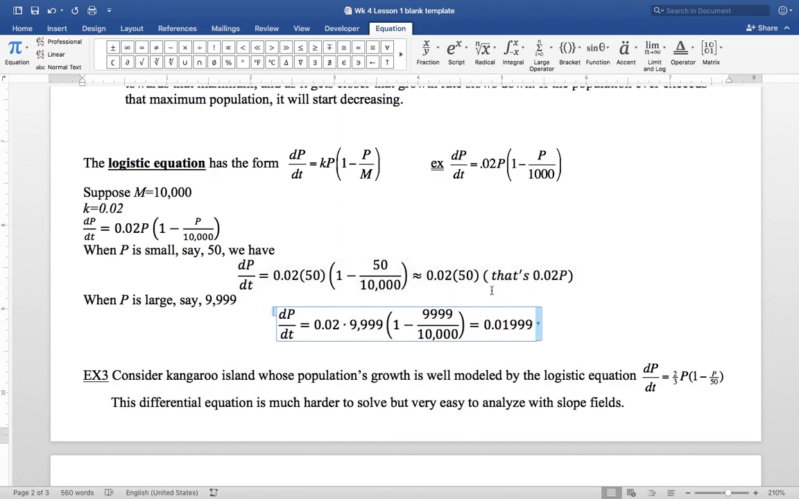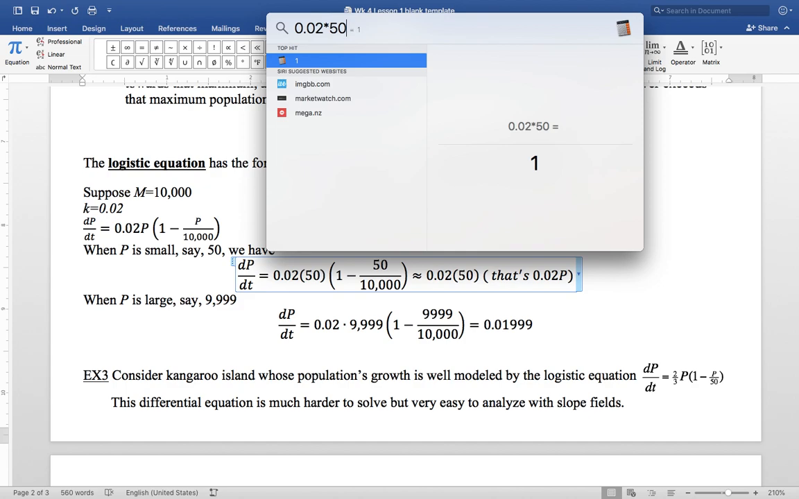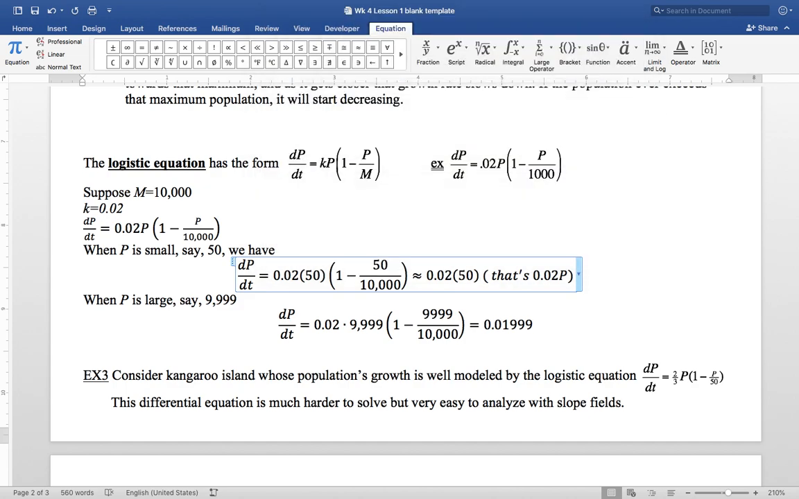Okay, that's a very small growth rate. All right, as opposed to this growth rate here, 0.02 times 50 was 1, as a matter of fact, which by comparison is much larger. So as we're seeing, when you get close to that theoretical maximum, the growth rate gets very small.